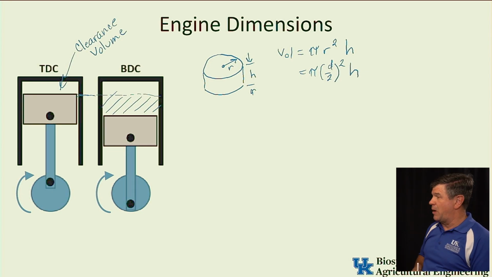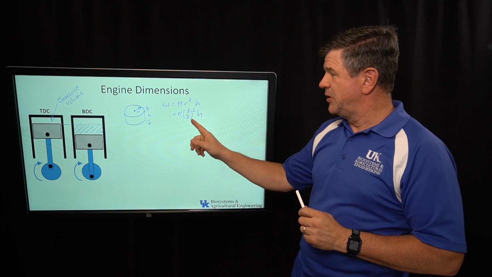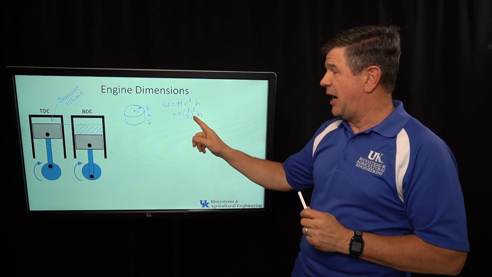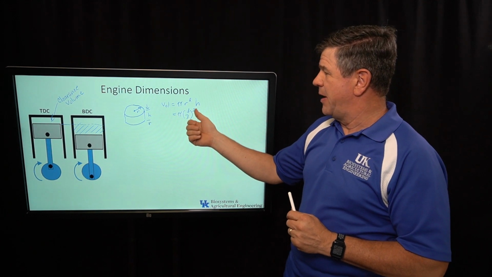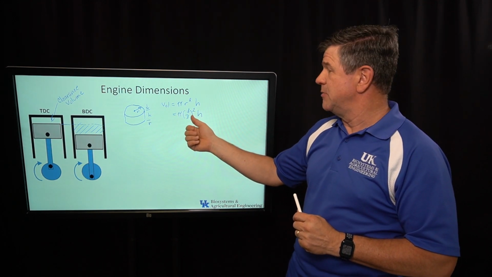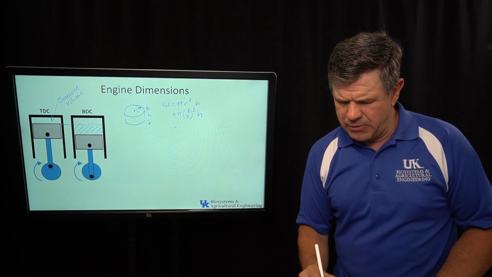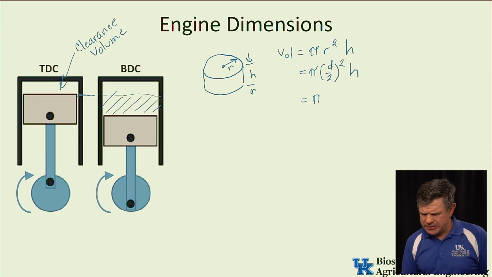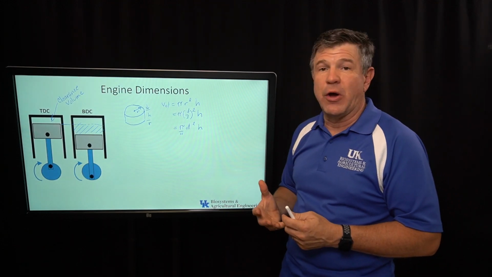Now, a little bit more algebra. So we have pi times (d over 2) squared times the height right there. So 2 is in the denominator, the 2 is squared, the 2 becomes 4, so that becomes a constant that we can pull out front. So we can rewrite this as pi over 4 times the diameter squared times the height. Okay, so that is my equation for the volume of a cylinder.